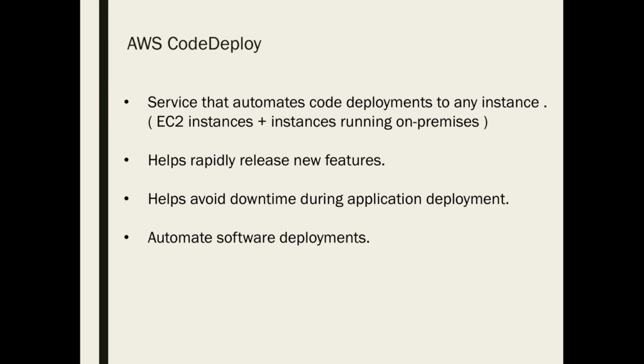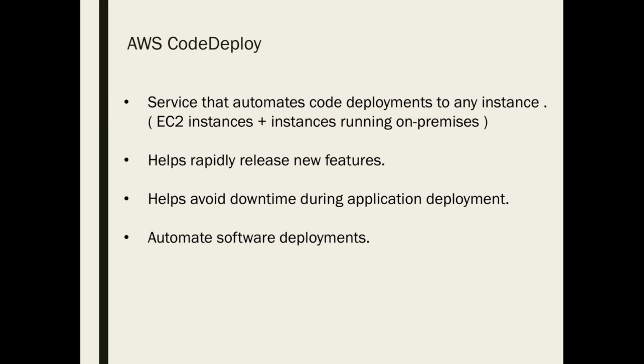So what is CodeDeploy? It's a service that automates code deployments to any instances. It could be an EC2 instance running on Amazon Cloud, or an instance in your data center, like a VMware virtual machine or any physical server. This is an agent-based solution. Wherever you have the agent running, CodeDeploy can communicate to the agent to deploy your application code.